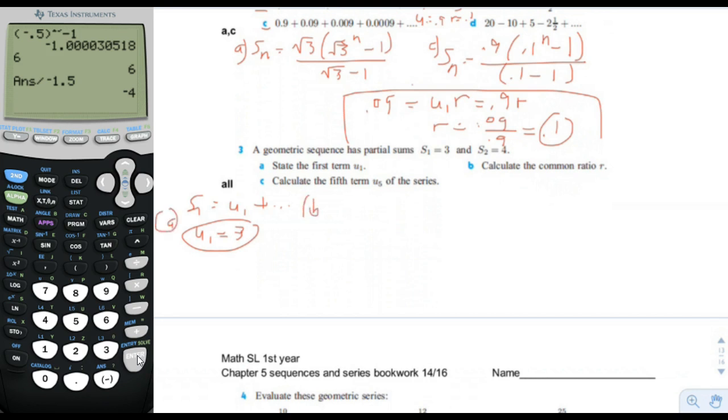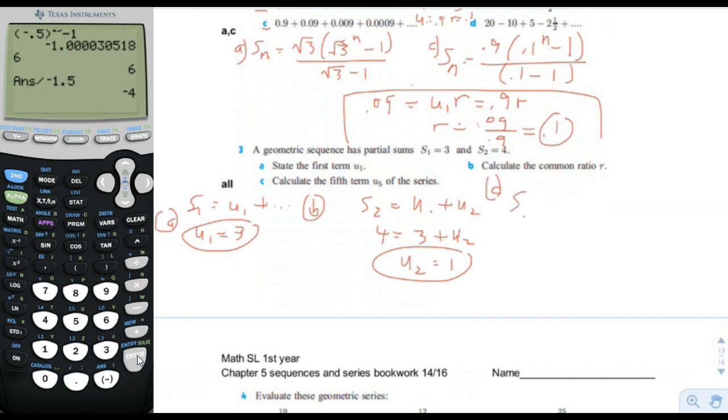So B, calculate the common ratio. Well, we know that S sub 2 is equal to u1 plus u2. So we know that S sub 2 equals 4, we know that u1 is 3, and we just don't know what u2 is. Well, u2 is obviously 1. Okay, so that's B. Now it says calculate the fifth term of the series.